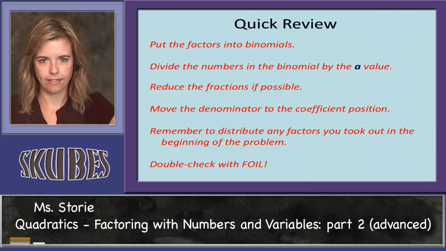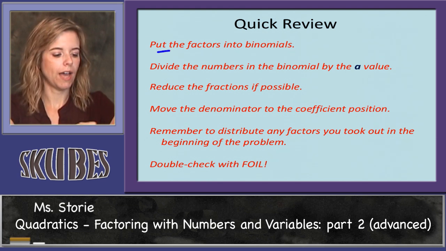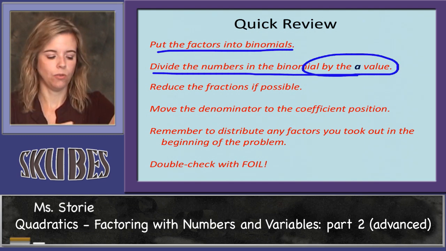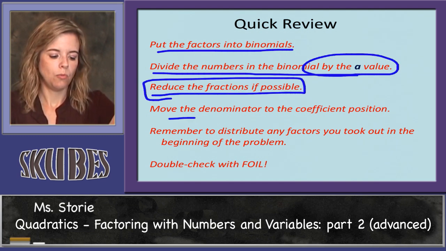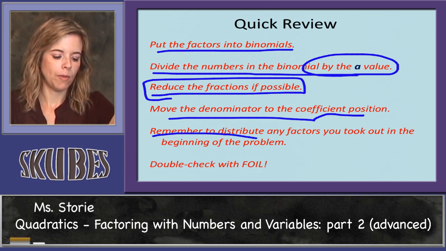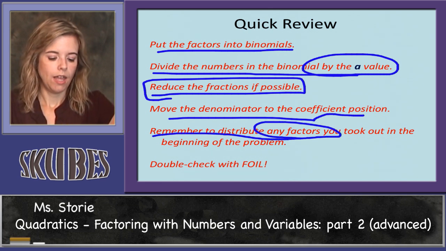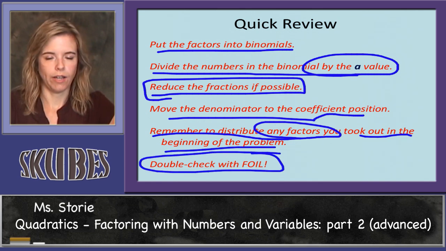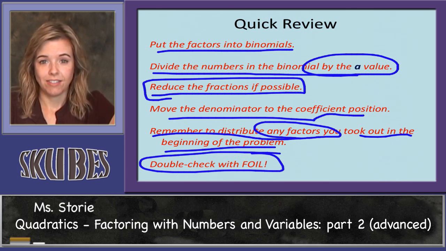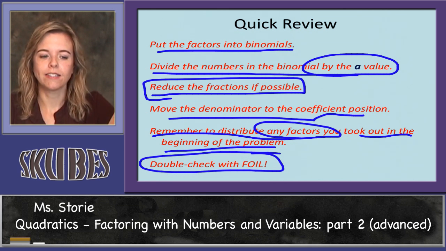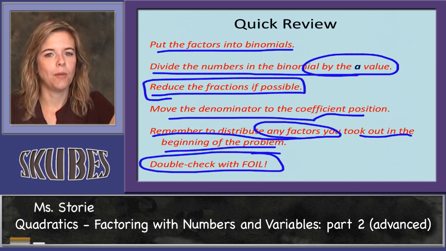As a quick review, all the 8 steps that we did, part 1 and part 2: put the factors into binomials, divide the numbers in the binomial by the a value, reduce the fractions if you can, move the denominator to the coefficient position, so we took that 2 and we moved it to 2x, and we took the 1 and we moved it up to 1x. Remember, you have to distribute any factors, like the 3, that we took out in the beginning of the problem. And always go back and double check your answer with FOIL. That ensures you have a correct answer every single time. It's like having the answer key right in front of you. And that's it for our lesson on quadratics, factoring with numbers and variables, part 2, a more advanced look.